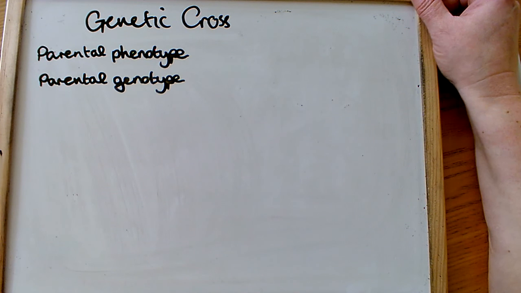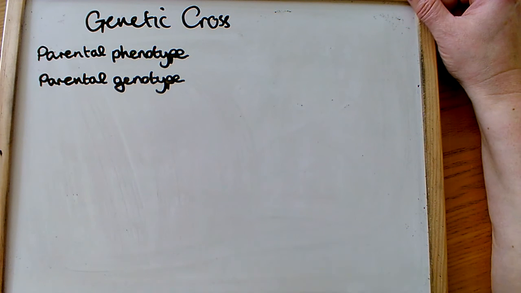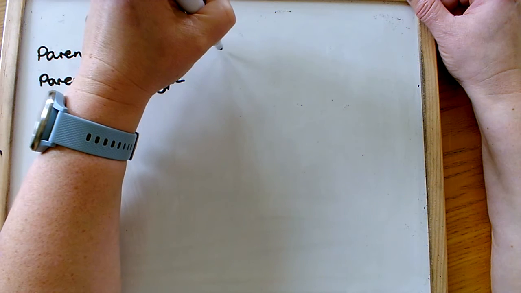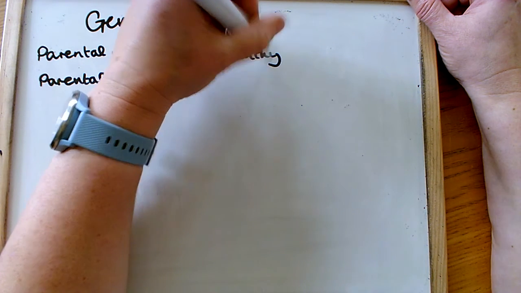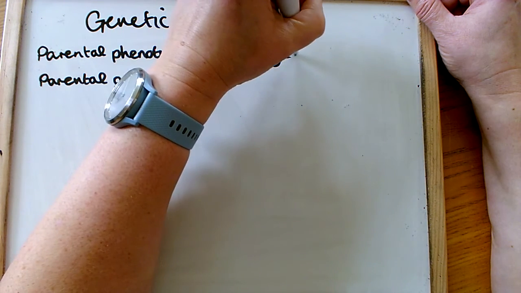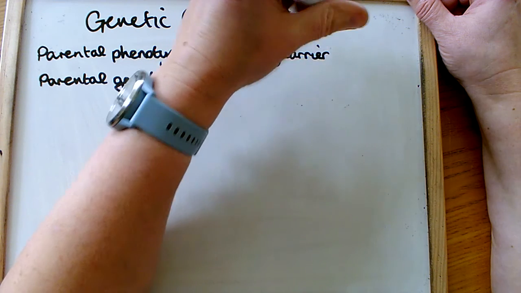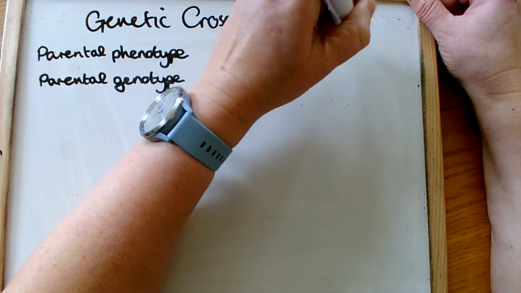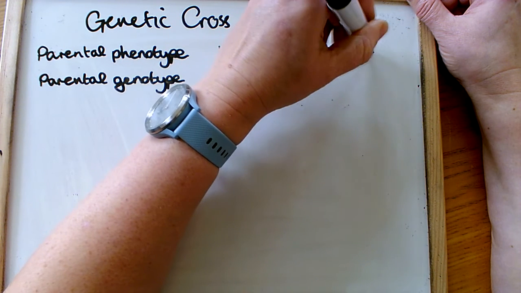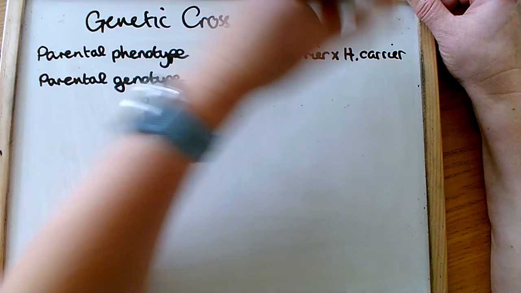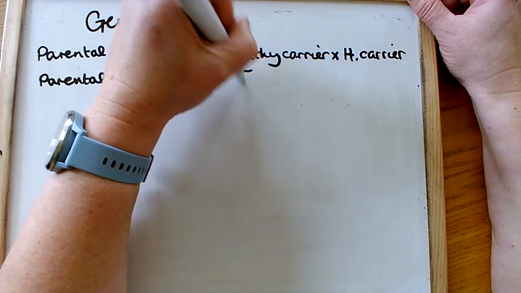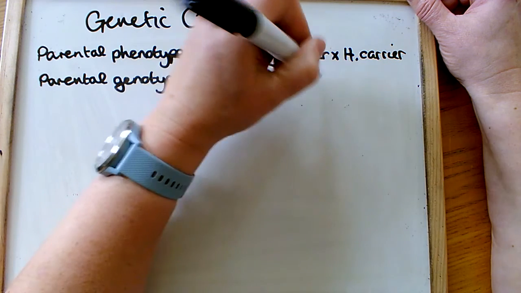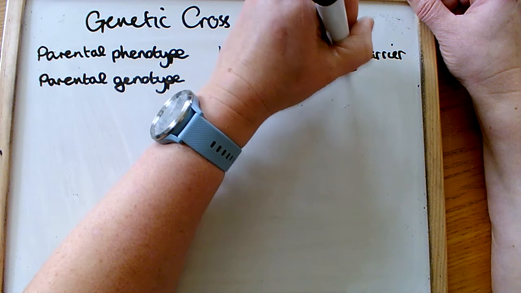Let's do something that you're really familiar with. The parental phenotype, we're going to say both parents are going to be healthy, but they are also carrier parents. Okay, and we're going to have two parents who are both healthy carriers. Okay, and their genotype, because of that, is going to be big F, little f. Both parents, big F, little f.